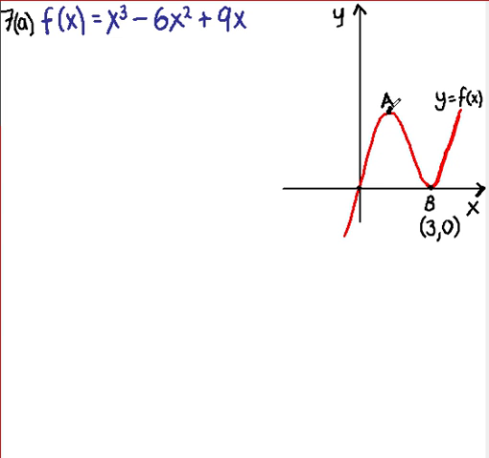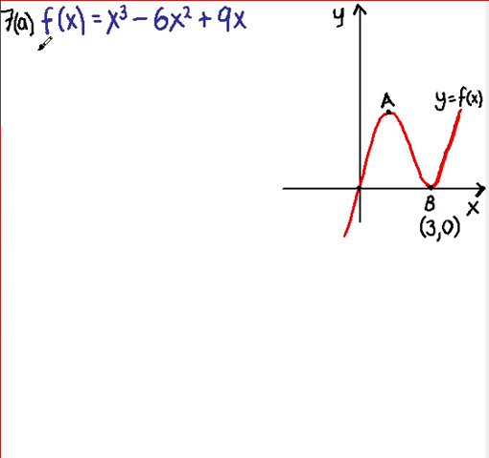So as soon as we mention gradient, we should be thinking about differentiating. If we differentiate our function here, we get an expression for the gradient. Once we have an expression for the gradient, if we then make that expression equal to 0, then we can identify the two stationary points. And that's what we're going to do.